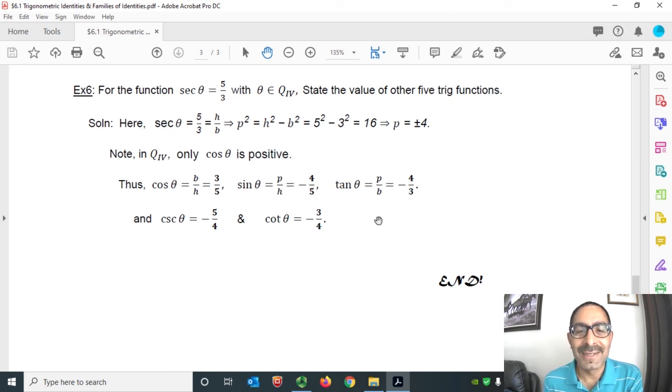Similarly, tan theta equals the ratio of perpendicular over base. Perpendicular is -4 and base is 3. Again, keep in mind that tangent theta is negative in the fourth quadrant. Similarly, cosecant theta is just the reciprocal of sine theta, so -5/4, and cotangent theta is the reciprocal of tangent theta, -3/4. Great. I hope this makes sense to you all. We finished these sections. Thank you.